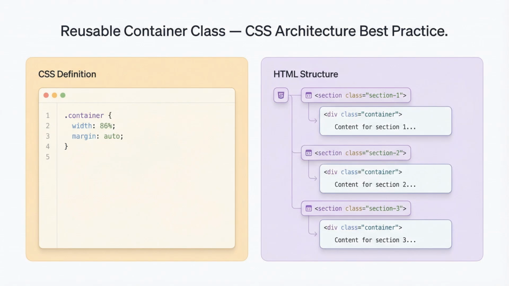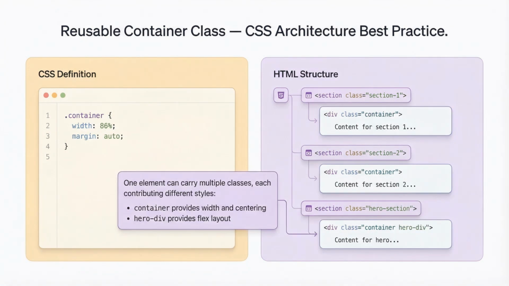Instead of adding margin and width to every individual section, the smart approach is to create one reusable container class. Any section that needs that centered, gap-creating layout just uses this class. This is a core principle of scalable CSS. Define once, reuse everywhere. The name container isn't a reserved keyword. It's just a conventional name the community uses. One element can have multiple classes at once, separated by spaces. So the hero section's inner div gets both container and hero div. Container handles the width and centering. Hero div handles the flex layout. This composable approach keeps your CSS organized and avoids repeating yourself. Each class has one clear responsibility.